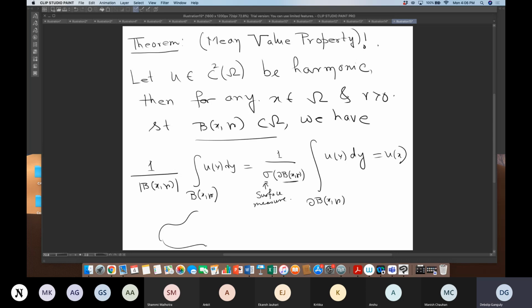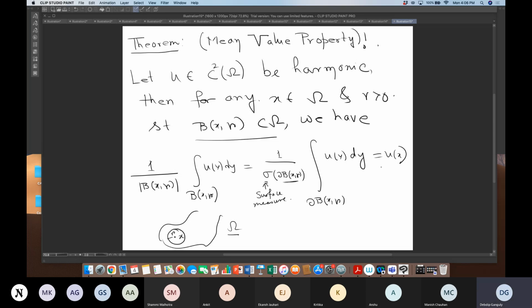You take an open set omega. It's not about the boundary of anything. For each x you have an r, because omega is an open set. So for each x, we have a ball of radius r which sits strictly inside omega. So this is your r.